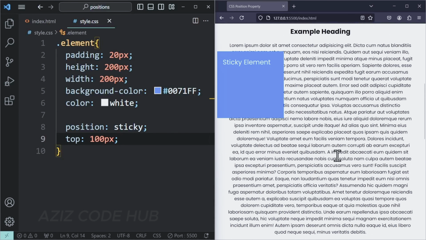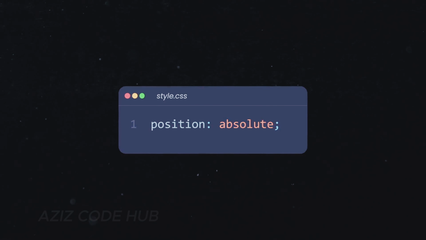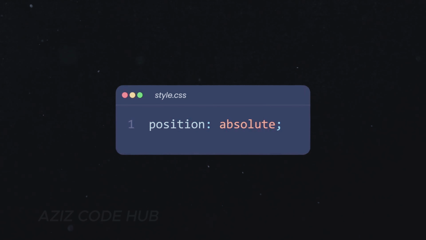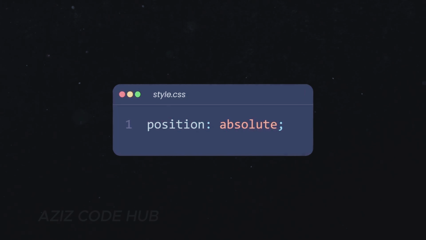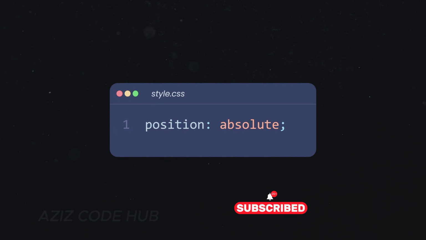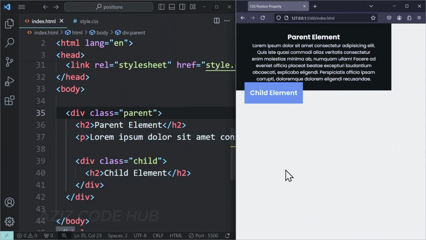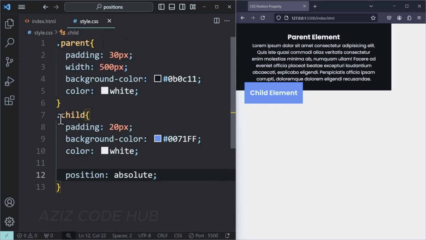The next position value is position absolute. This is by far the most important position. An element with position absolute will always be positioned relative to its nearest ancestor that has a specified position. That makes sense. Here we have a parent and a child element. The child element has a position of absolute.